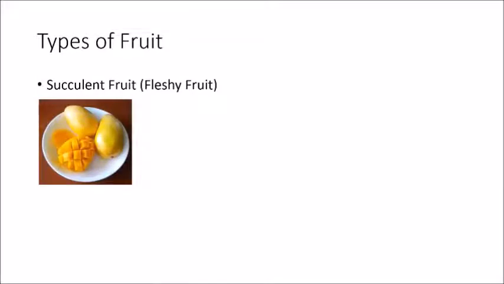Okay, so the first type of fruit we'll talk about is called succulent fruits. Another name for succulent fruits is fleshy fruits. With these fruits, you would typically find some type of pulp inside. The pulp is going to be sweet, and it's going to be watery.